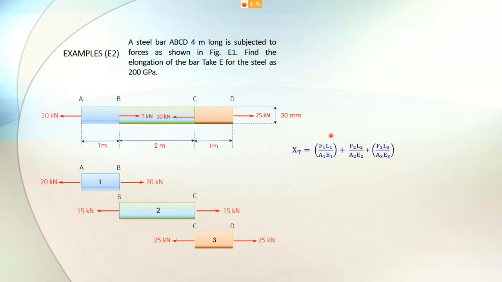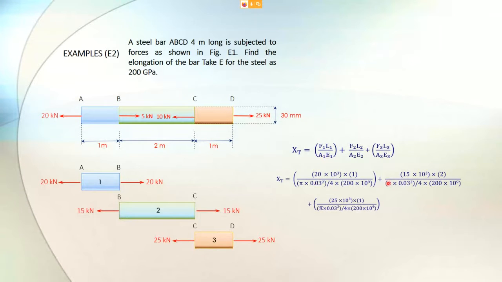So you use this for the total deformation. Is the cross-sectional area the same? They give you a diameter of 30 mm, so of course you have to find out the cross-sectional area this time, because they are not giving it in terms of area but in terms of diameter. So you have to find out the area, using pi r squared, or pi d squared over 4.